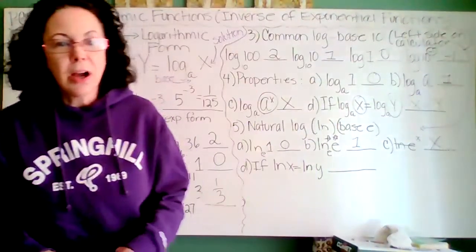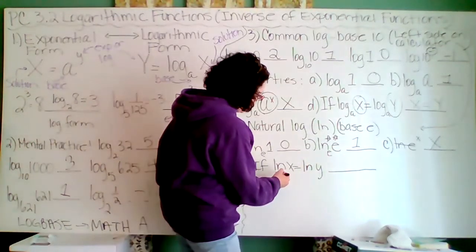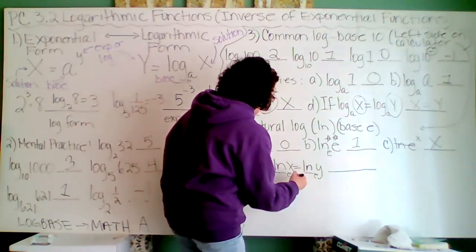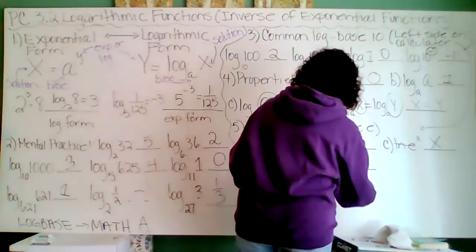So because the natural log is still a logarithm, all the properties apply. So if the exponents are equal and the bases are equal, then the solutions must be equal.